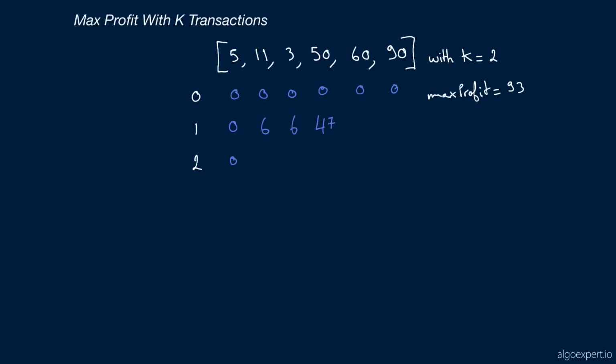Now we get to the 60. Again, pretty simple. Now we're going to make $57. We're going to buy at the 3 and sell at 60. So we'll put 57. And lastly, with the 90, $87.